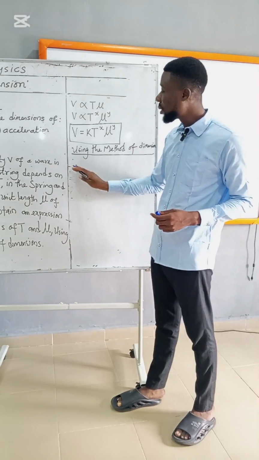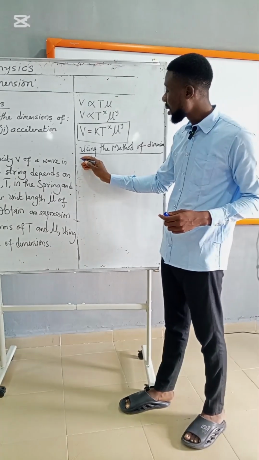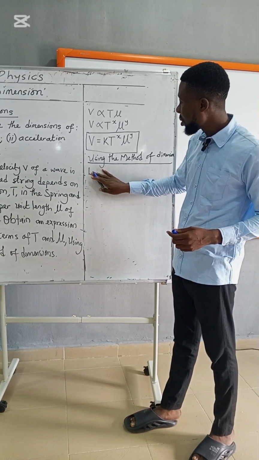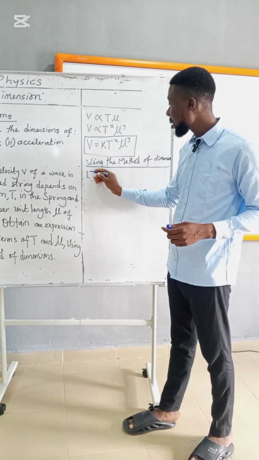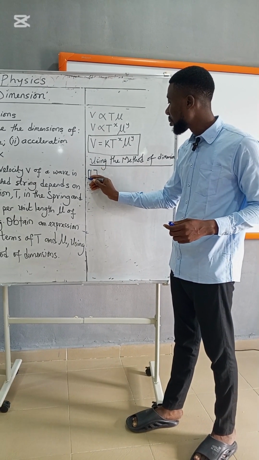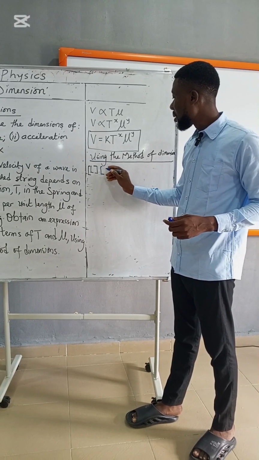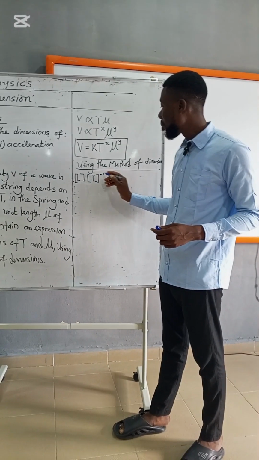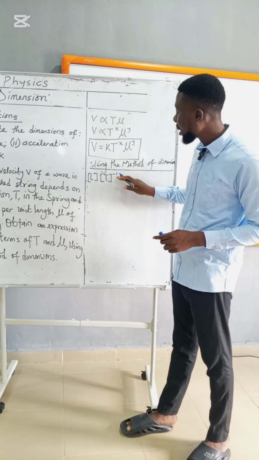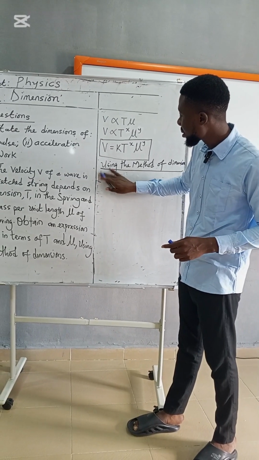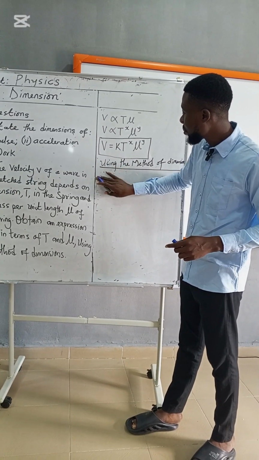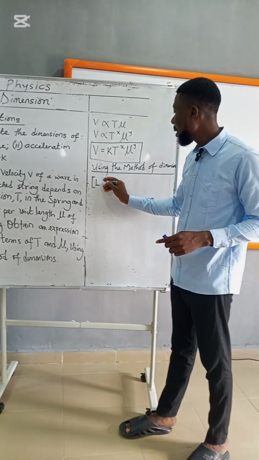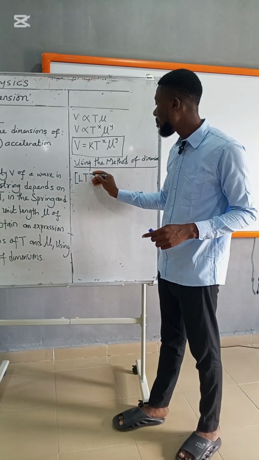And of course, we know the dimension for velocity is length, T raised to power minus 1. Or I could as well write it in this format. Let's make it more concise. I could as well write it like this: L T raised to power minus 1.